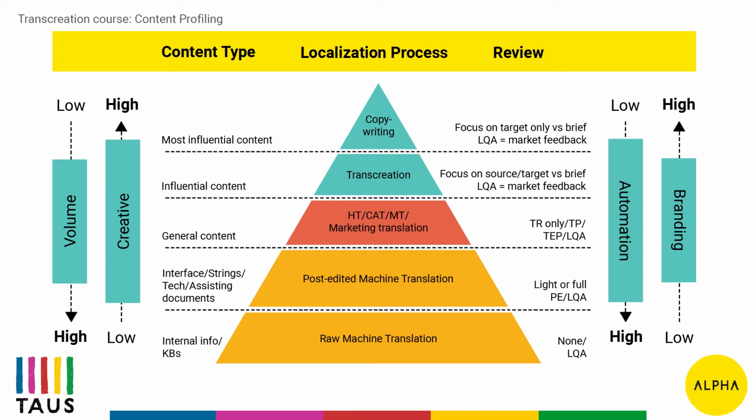There are then four parameters running vertically beside the pyramid. The first one is volume, from low to high. This represents the amount of actual content there is in terms of words, paragraphs, and/or pages. Then there is the creativity required, running from low creativity at the bottom of the pyramid to high creativity at the top. The third parameter is automation.